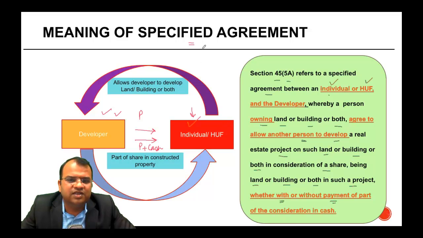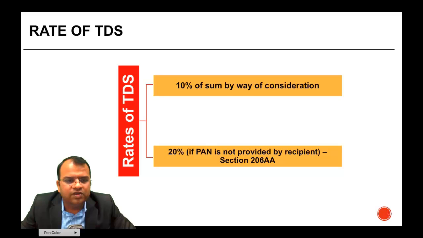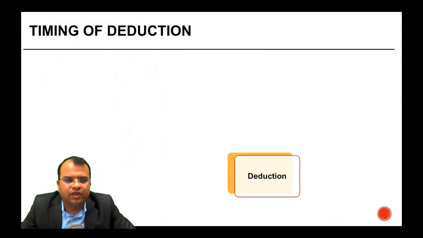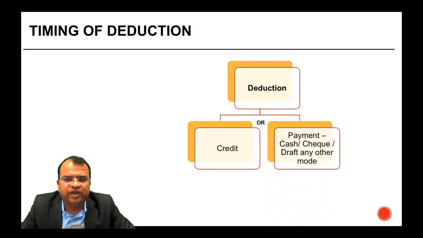And what specified agreement says is that the individual or HUF is going to allow the developer to construct property on a land or a building or both which is owned by such individual, and in return gets a part of the share in the constructed property either with or without cash. What is the rate of TDS? The rate of TDS is 10% of the sum by way of consideration and 20% if PAN is not provided by the recipient. The tax has to be deducted at the time of credit or payment, whichever is earlier.